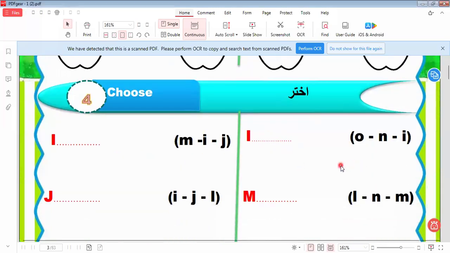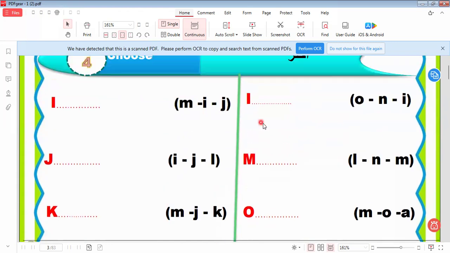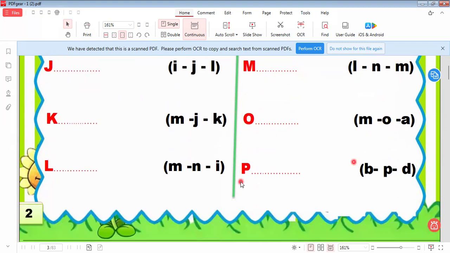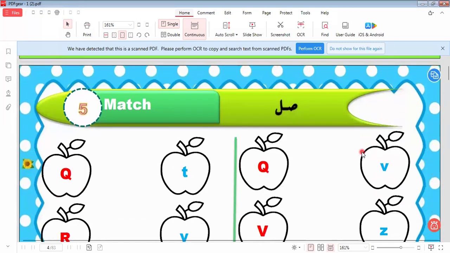So here we have capital. Here is capital I. Where is small i? This one. Here is capital M, and here is small m. Capital O and small o. Capital B and small b. Let's go to another one.